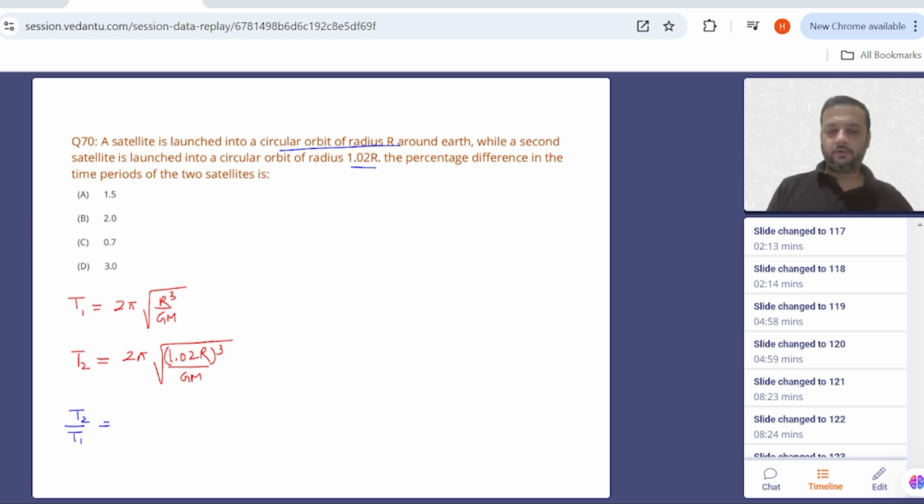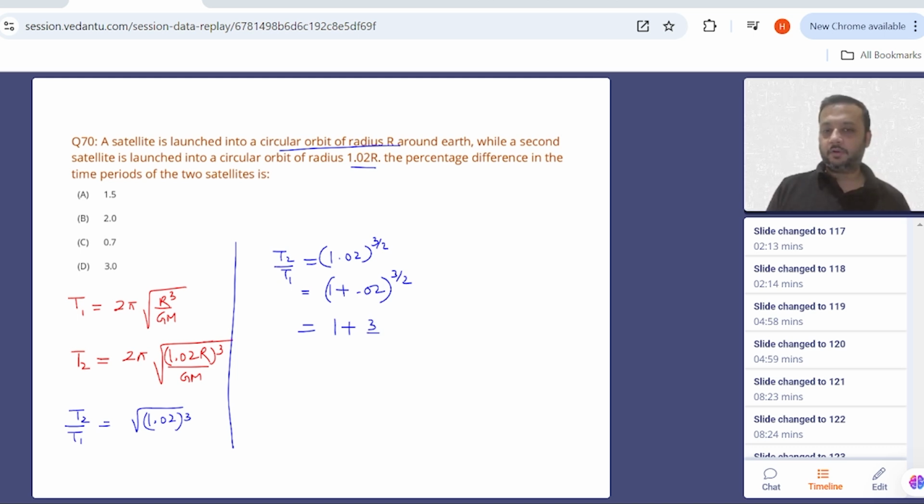If you find the ratio T2 by T1, that means you divide the second equation by the first equation. So 2 pi and GM will get cancelled, r cube will also get cancelled. You will be left with 1.02 whole to the power 3 by 2. So T2 by T1 can be written as 1.02 whole to the power 3 by 2, and this you can write as 1 plus 0.02 whole to the power 3 by 2. Now using the binomial approximation, 0.02 is very small in comparison to 1, so this 3 by 2 can be brought down.